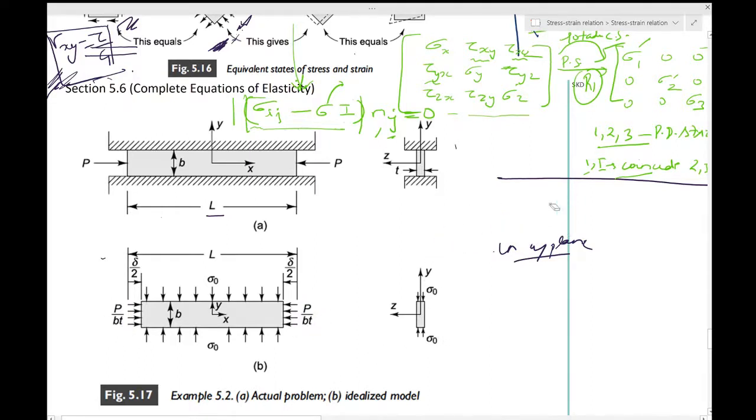The objective is to find this delta by 2, the deformation in the axial direction. The difference this time is that we would be using the theory of elasticity which we have developed. And the problem of elasticity is always like this. What you notice now is that you have the boundary conditions specified.